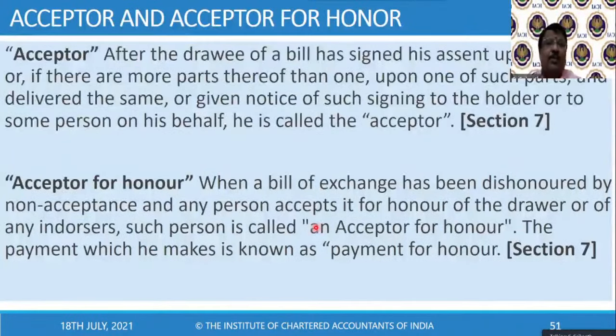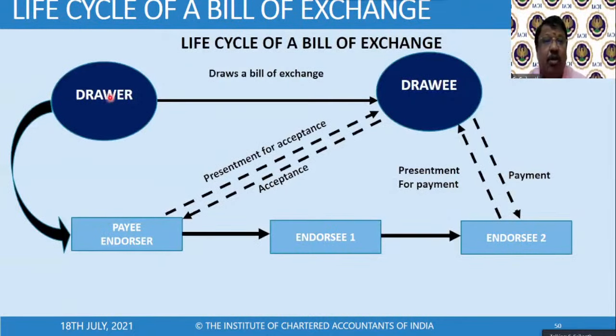So that's why the acceptor for honor comes in and says, hey, that word should not come for these documents. This fellow is not able to accept it, no problem, he is embarrassed, I will accept it. Any person accepts it for honor. Honor means to protect the name of the drawer, or of the investor. So really, who is affected here? The drawer, not the drawee. More than that, the drawer, because the drawee may not even see.